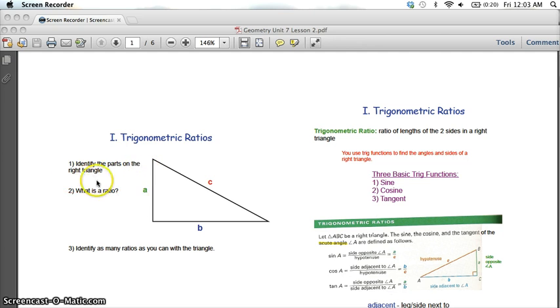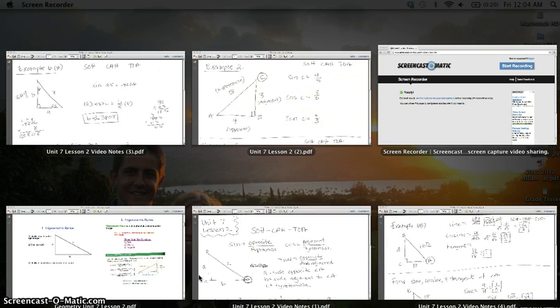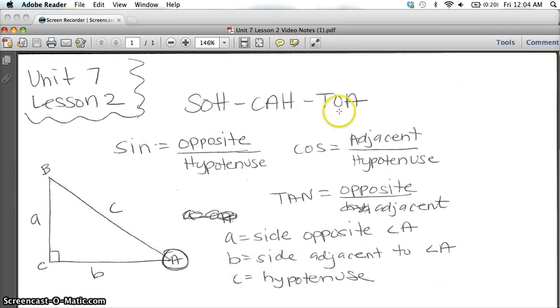It says identify the parts in the right triangle. So here we've got a right triangle, and this is where your right angle would go, okay? So C is your hypotenuse, A is a leg, and B is also a leg, okay? So we have three basic trig functions, and they are sine, cosine, and tangent. We have a saying for sine, cosine, and tangent, and that is called SOHCAHTOA.